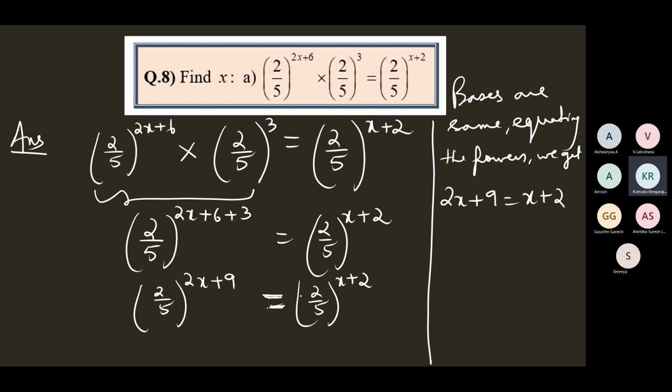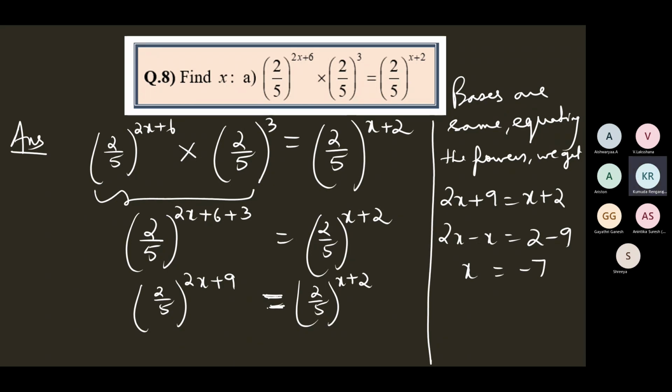See, on both the sides, you have the same base 2 by 5. So ignore the bases. Equate the powers. 2x plus 9 is equal to x plus 2. So how do you solve this? 2x minus x is equal to 2 minus 9. x is equal to minus 7. So the value of x is minus 7.